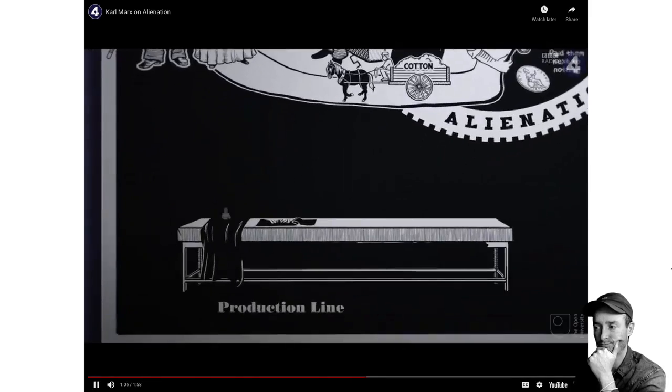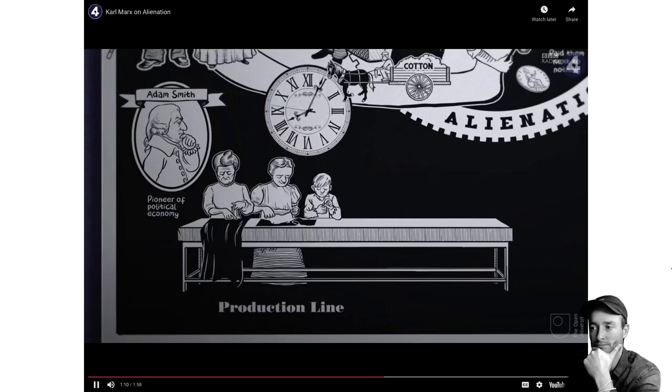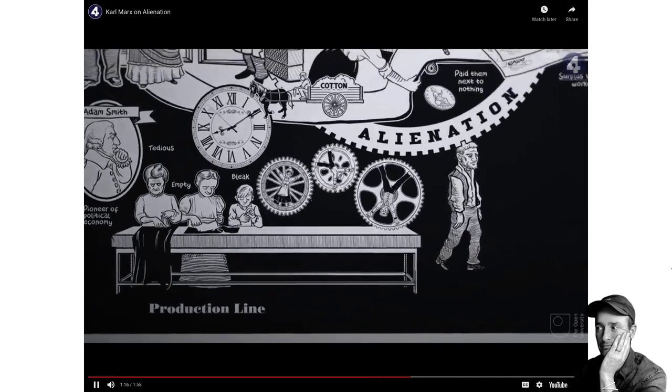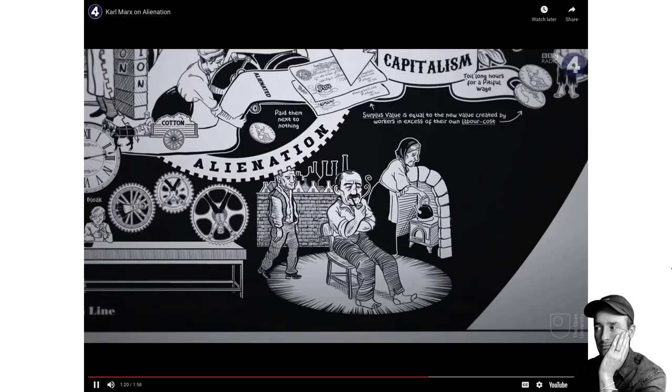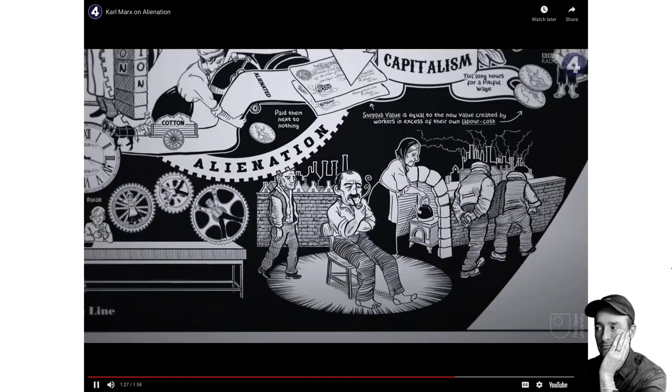The factory production line split jobs into meaningless tasks that made the hours at work tedious, empty, and bleak. They became cogs in a gigantic machine. Workers lived for the few hours at home when they could eat, sleep, and relax. The rest of the time, they weren't fully alive. This work also alienated them from each other.